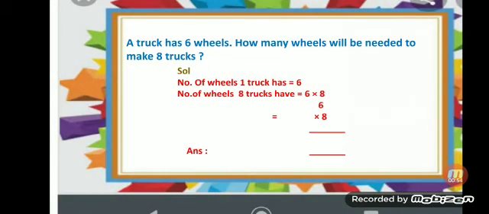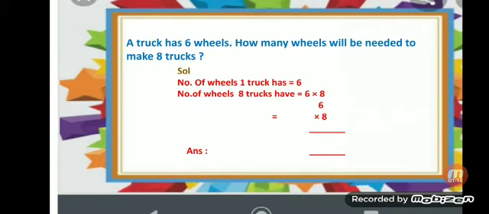Children, let's have one word problem. This question is from your maths book, question number 1. So let's read the question first. A truck has 6 wheels. How many wheels will be needed to make 8 trucks?